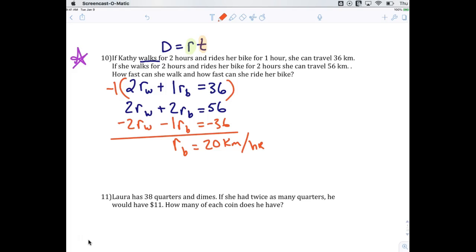So now I'm going to take that information and plug it in right here. All right. So I would have 2 R sub W plus 20 equals 36. So the rate at which I'm walking would be what? 8 kilometers per hour. All right. Now it specifically says how fast can she walk and how fast can she ride her bike. So those are my answers.